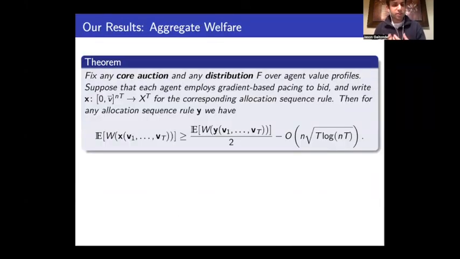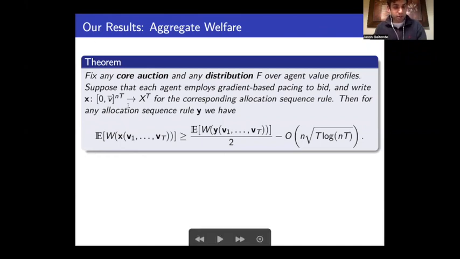And so with all of this notation now set, I can tell you about our main result on aggregate welfare of gradient-based pacing. The theorem is as follows. Let's fix any, what I'll call, a core auction, which I'll say a bit more about in a second, but it includes all these important classes like first price, second price, and generalized second price. And let's fix any distribution capital F over the agent value profiles that show up at each round. And now let's suppose that each agent is going to use this gradient-based pacing algorithm I just described to bid.